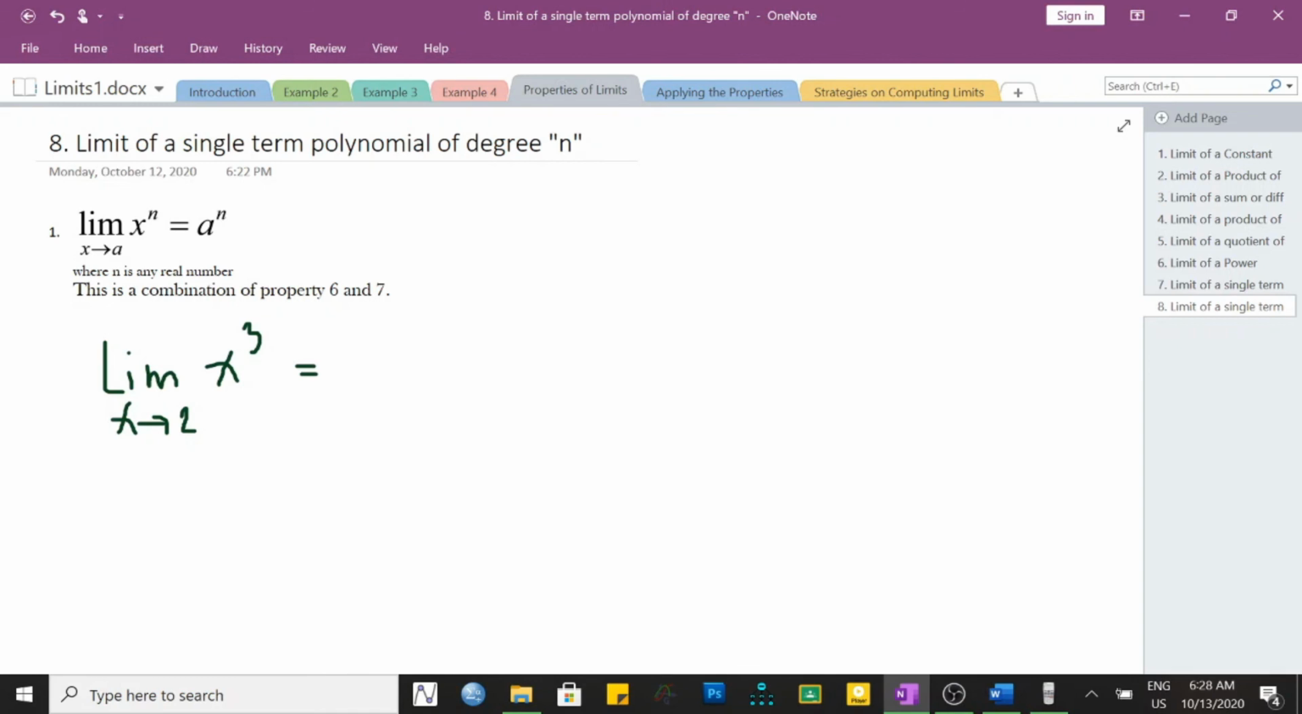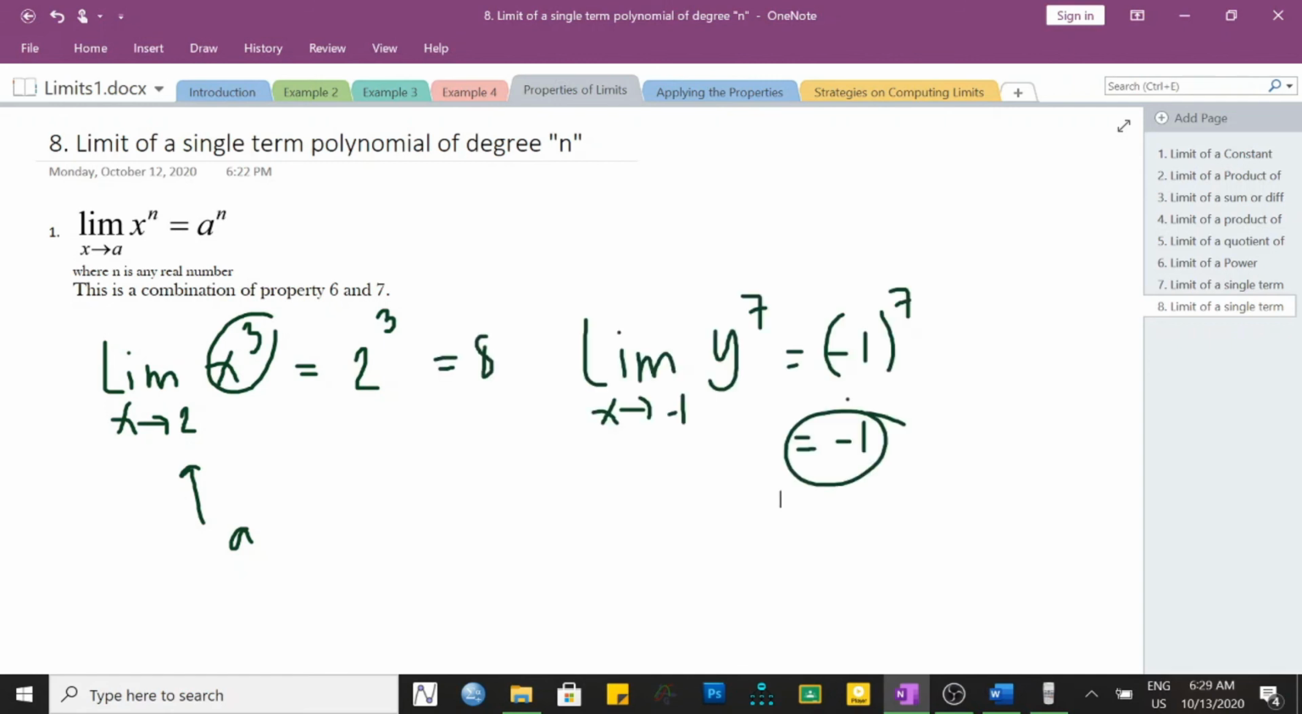This is the same as, so this is the value of a, it's the same as 2 raised to 3. So it's like we substituted 2 to that expression x cubed, that is equal to 8. There we have it, our different limit properties.